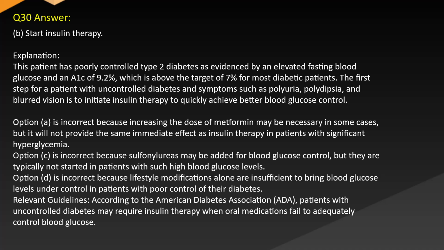Option A is incorrect because increasing the dose of metformin may be necessary in some cases, but it will not provide the same immediate effect as insulin therapy in patients with significant hyperglycemia. Option C is incorrect because sulfonylureas may be added for blood glucose control, but they are typically not started in patients with such high blood glucose levels. Option D is incorrect because lifestyle modifications alone are insufficient to bring blood glucose levels under control in patients with poor control of their diabetes. Relevant guidelines. According to the American Diabetes Association, ADA, patients with uncontrolled diabetes may require insulin therapy when oral medications fail to adequately control blood glucose.